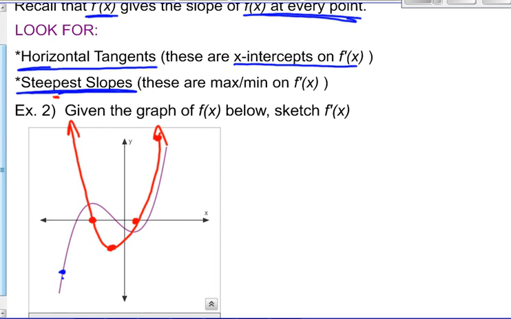But the important points were, right here, horizontal tangent. Right here, horizontal tangent. And this was the steepest, so it became a minimum. Okay? So you can do that with various shapes of curves.